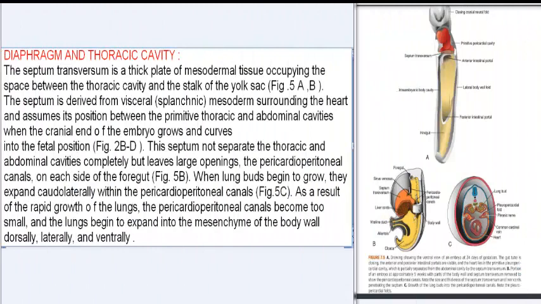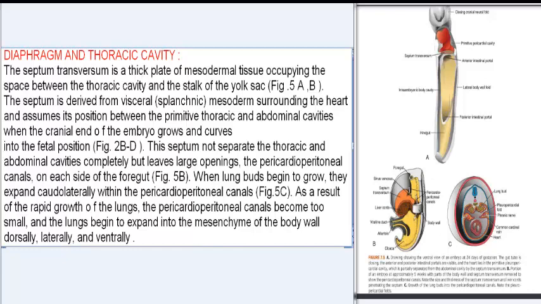The septum transversum is a thick plate of mesodermal tissue occupying the space between the thoracic cavity and the stalk of the yolk sac, Fig. 5.5ab. The septum is derived from visceral, splanchnic, mesoderm surrounding the heart and assumes its position between the primitive thoracic and abdominal cavities when the cranial end of the embryo grows and curves into the fetal position, Fig. 5.2bd.